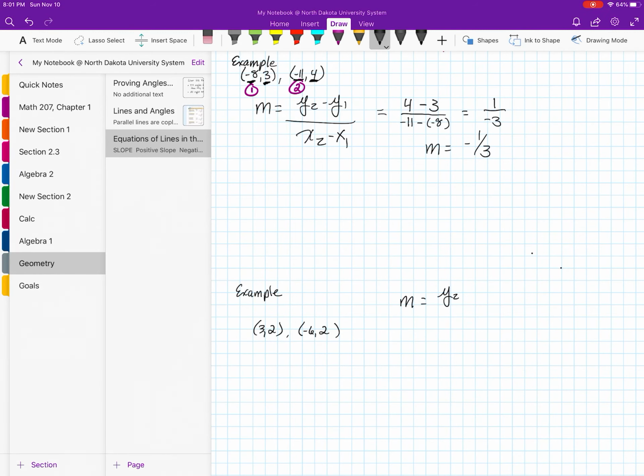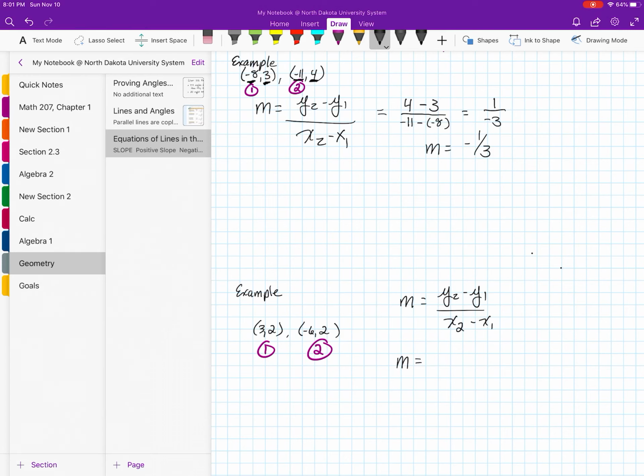m equals y2 minus y1. We're going to write that every time. And again, I'm going to name my points left to right. I like to be consistent. Saves me a lot of trouble.